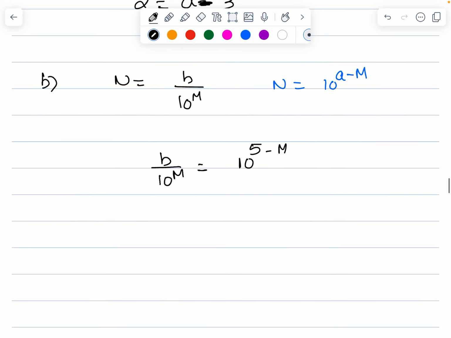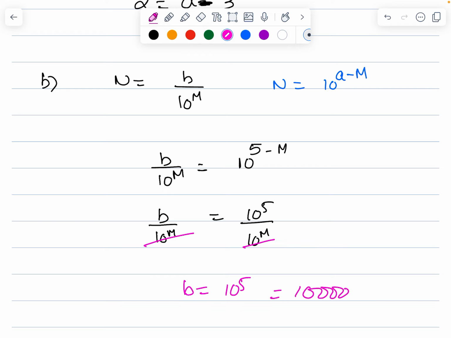So B upon 10 power m equals 10 power 5 upon 10 power m. So we can see 10 power m gets cancelled. Then we'll be getting the value of B as 10 power 5, which is 1 followed by 5 zeros, 100,000.